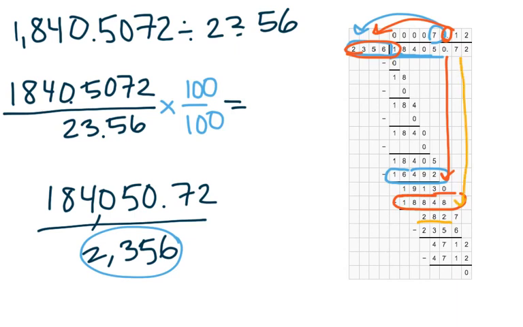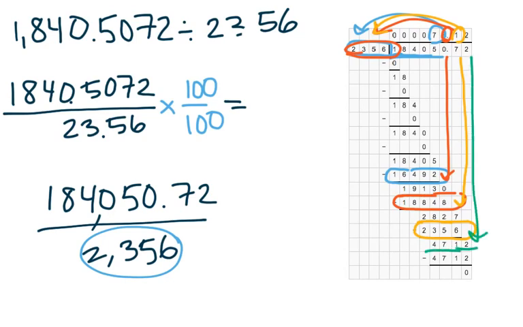Bring down the 7. So I'm asking how many groups of 2,356 are in 2,827? And the answer is 1. 1 times 2,356 is 2,356. And when I subtract that, it gives me 471.